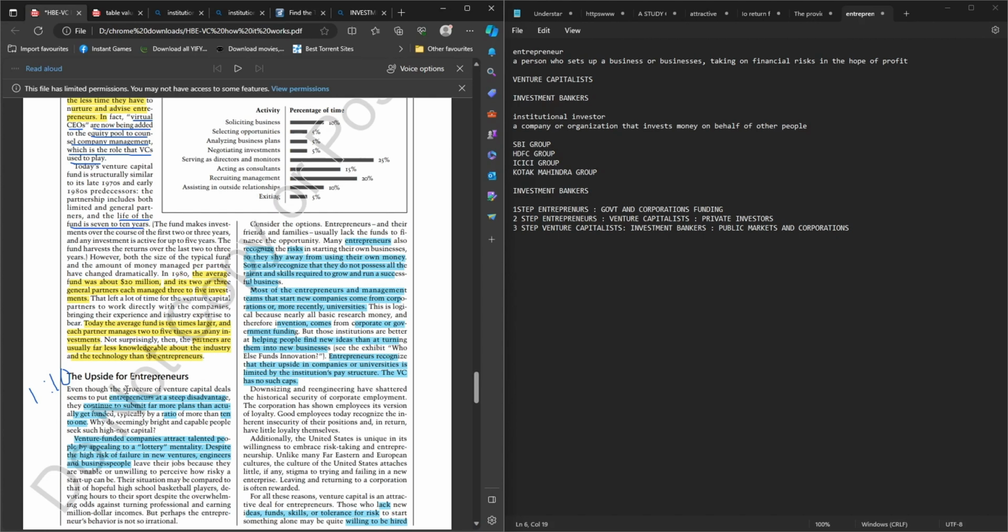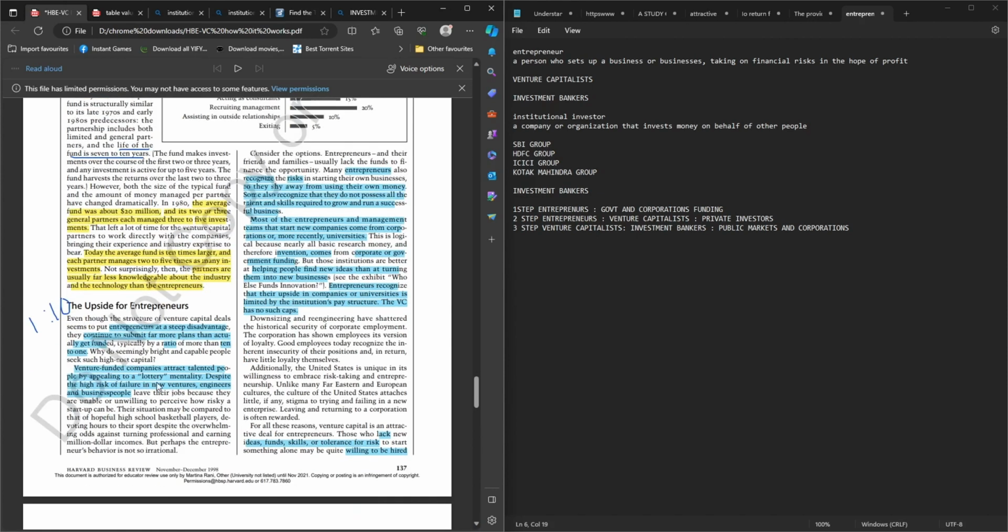And another point: even though the structure of venture capital deals seems to put entrepreneurs at a steep disadvantage, the entrepreneurs continue to submit more plans than actually get funded, typically by a ratio of more than 10 to 1. So here only one company out of 10 will get funded, but people are still attracted towards this. Many people take risk, like new ventures, engineers and business people take the risk of being an entrepreneur. It is like a lottery to them mentally: if it booms it booms, if it doesn't it will not boom. This is the mindset of an entrepreneur.